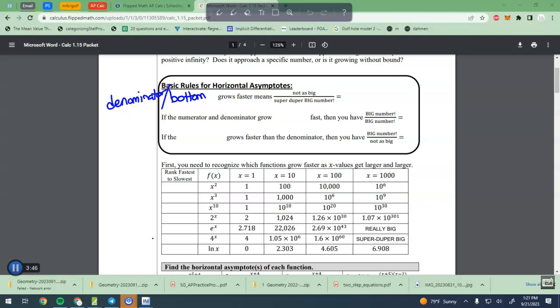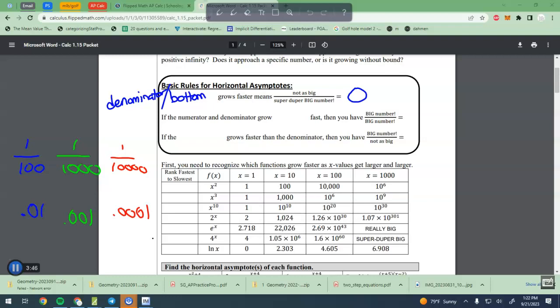So this is sort of what we did yesterday. If I have like 1 over 100, what's that? That's 0.01. Well, if I make the bottom get bigger, now it's 0.001. If I make the bottom get bigger, now it's 0.0001. So as the bottom gets bigger and the top is really tiny, what is this going to approach? It's going to approach 0. These values are getting closer and closer to 0. They'll never be 0, but they'll get closer and closer and closer. So when the bottom grows faster that means there's a horizontal asymptote.